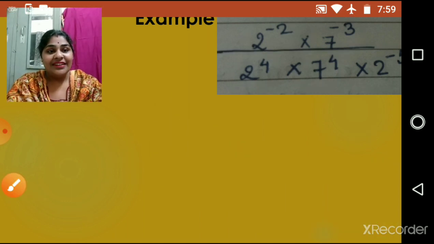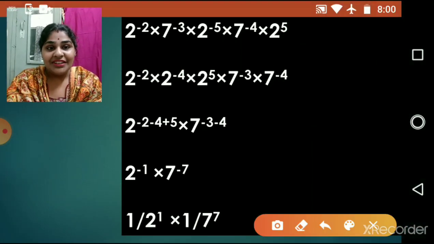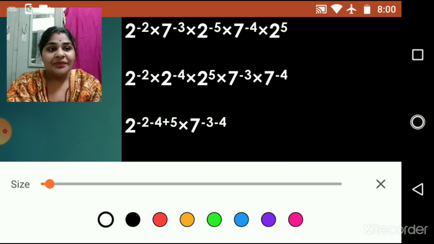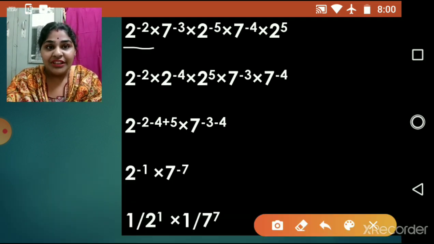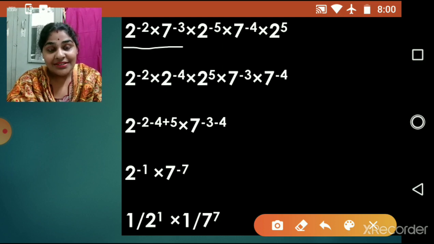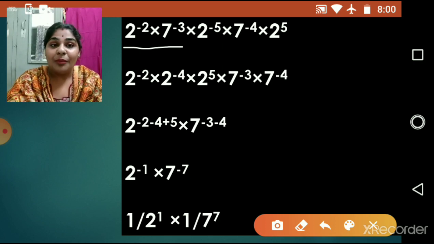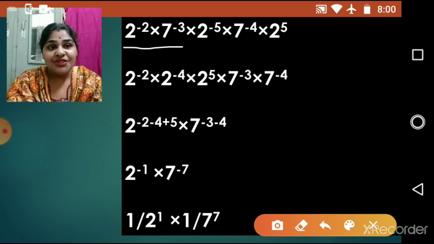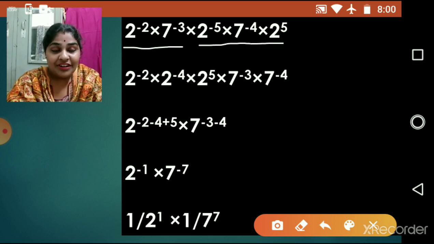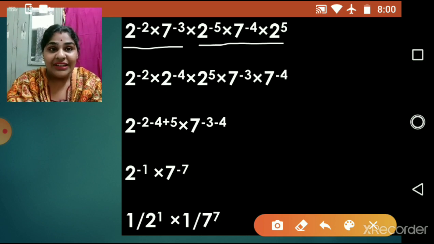So let us see how this has to be solved. Here it will be, as I told just now, 2 raised to negative 2 multiplied by 7 raised to negative 3 in the numerator as it is, and in the denominator, whatever was there, we have brought into the multiplication form, and the sign of the exponents has been changed. So it is 2 raised to negative 5 multiplied by 7 raised to negative 4 into 2 raised to 5. Now let us rearrange these terms.